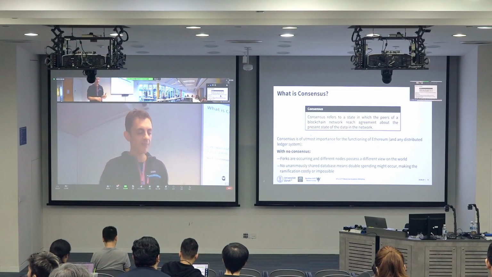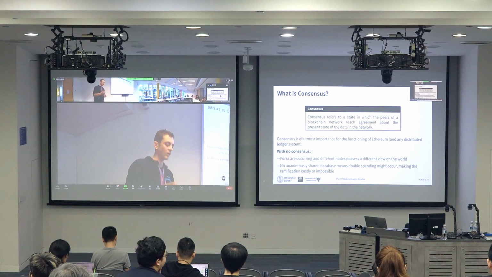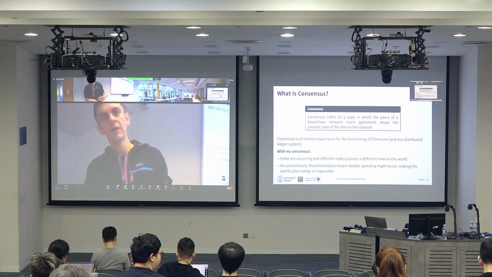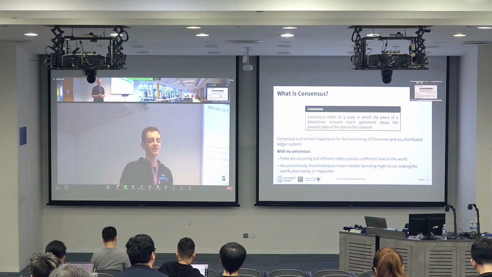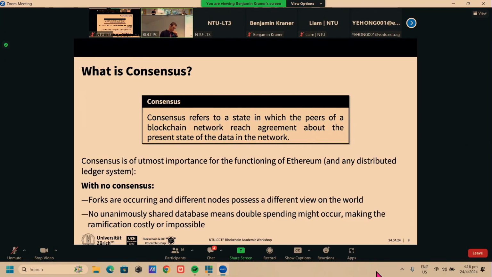And if that would happen, right, if you would have a fork, this would be very costly, because then you would have to redo the transactions, and you would have to settle which fork would be the correct one, etc., etc. So this is very bad for Ethereum and for any blockchain system if their consensus wouldn't be given.